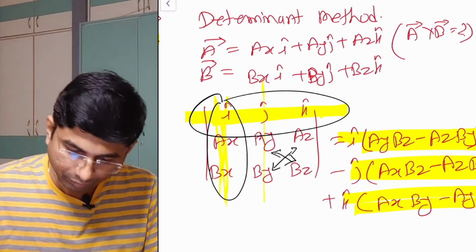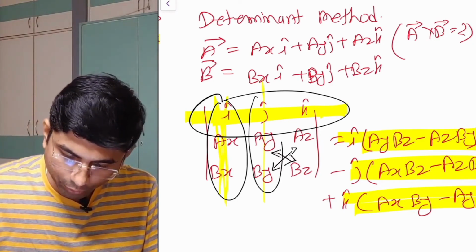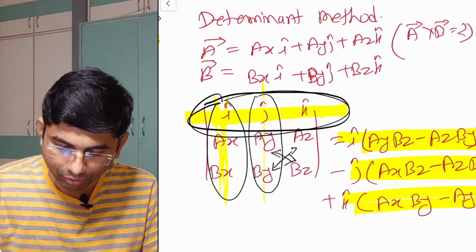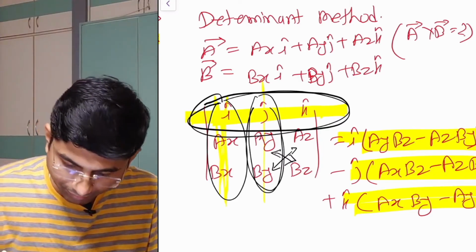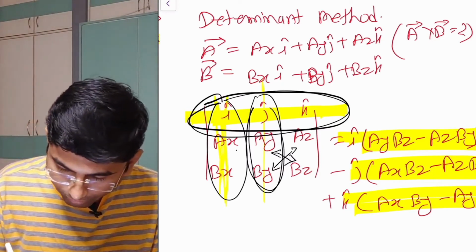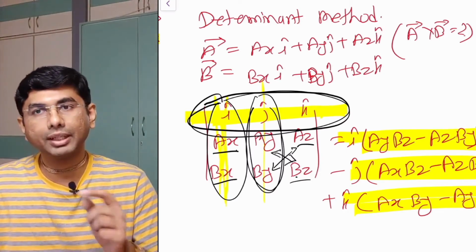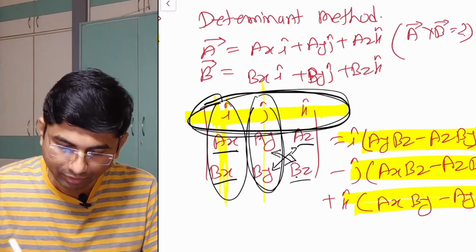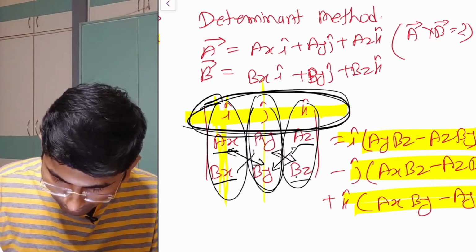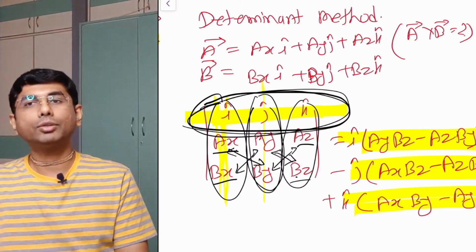Second step, I have to forget these terms now. I have to again forget this row and this column, and then I am writing minus j cap, then again cross multiplication of these two terms and minus cross multiplication of these two terms. Then the last term, again forgetting this row and column and these two terms, now cross multiplication of them. That's how I can solve the matrix.